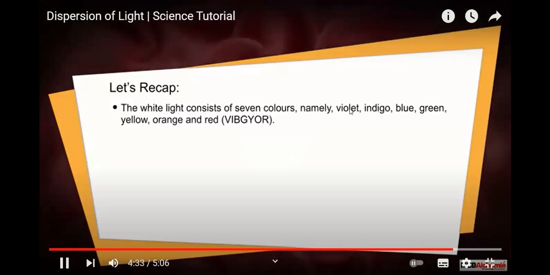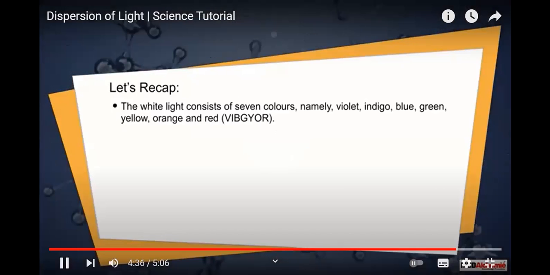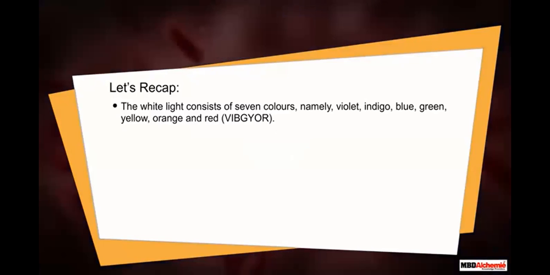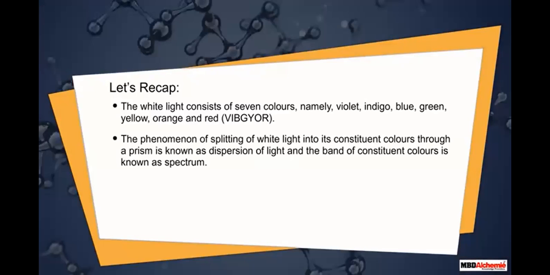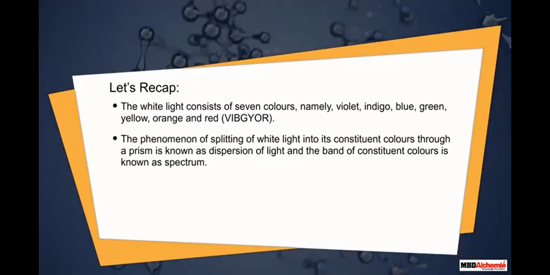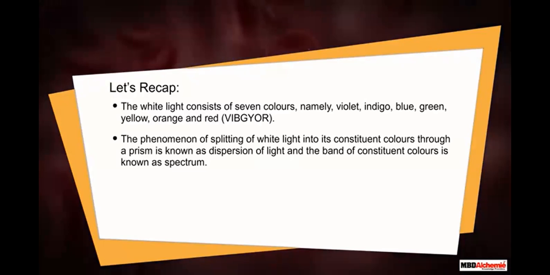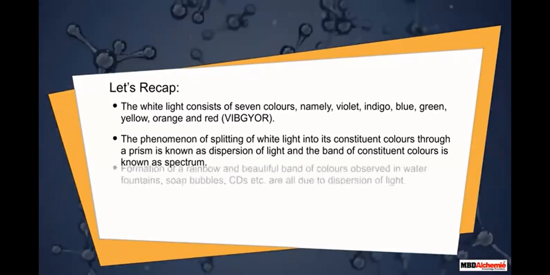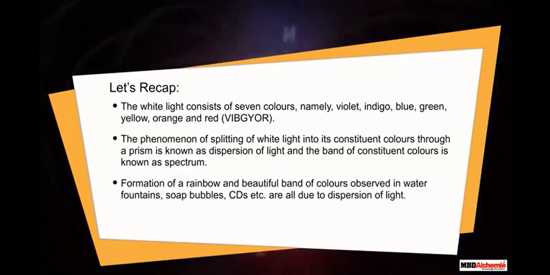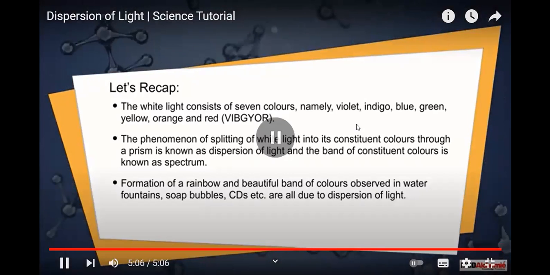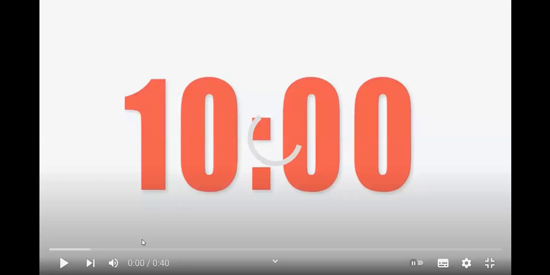Let's recap. White light consists of 7 colors, namely violet, indigo, blue, green, yellow, orange and red, VIBGYOR. The phenomenon of splitting of white light into its constituent colors through a prism is known as dispersion of light, and the band of constituent colors is known as spectrum. Formation of a rainbow and the beautiful band of colors observed in water fountains, soap bubbles, CDs, etc. are all due to dispersion of light. So everyone, just take a screenshot for that.